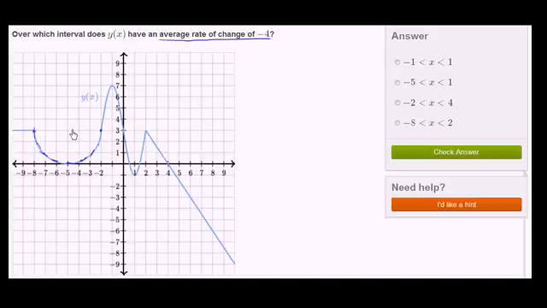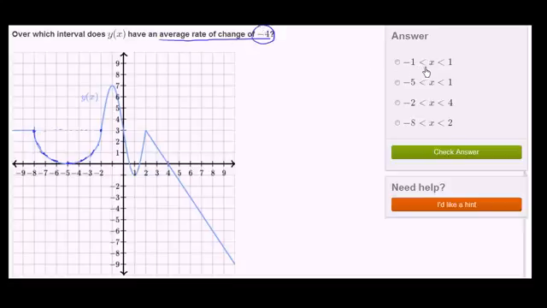And any interval over which the net change has been 0 also tells you that the average rate of change is going to be 0. So you could view the average rate of change as really the slope of the line that connects the two endpoints of your interval. So another way of asking, over which interval does y of x have an average rate of change of negative 4, is, can you come up with an interval where the slope between the endpoints of the interval is negative 4? So let's see the choices they give us.